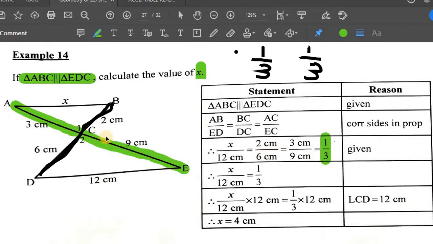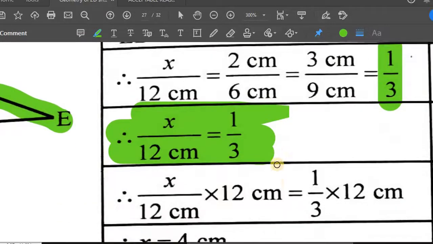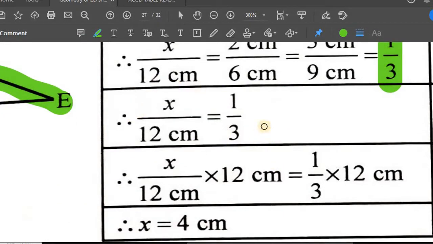So what they're saying is, so far we're taking the smaller one over the bigger one, smaller one over the bigger one. So we're trying to say that this x over 12 should give us 1 over 3. That is what I'm trying to say here. When we took 2 over 6, it gave us 1 over 3. 3 over 9, 1 over 3. X over 12 should give us 1 over 3. Now what we realize is that we have an equation here.